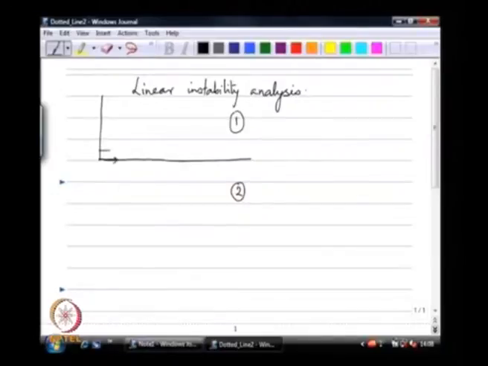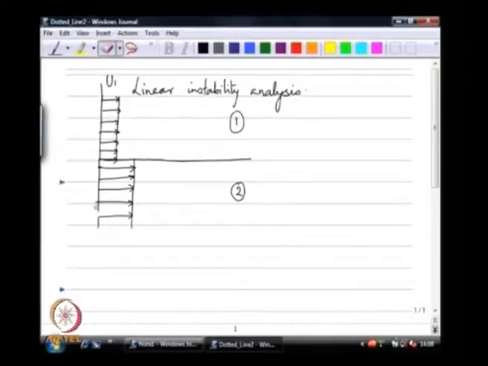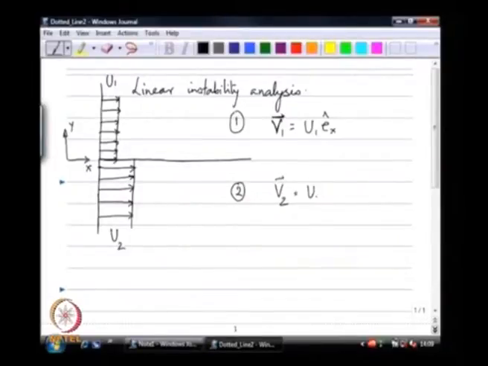Fluid 1 moving with a uniform velocity u 1, fluid 2 moving with a uniform velocity u 2. Need to introduce a coordinate system to study this problem. So, the velocity vector in 1, I will call this V uppercase, is basically u 1 E x, and the velocity vector in 2 is u 2 E x.